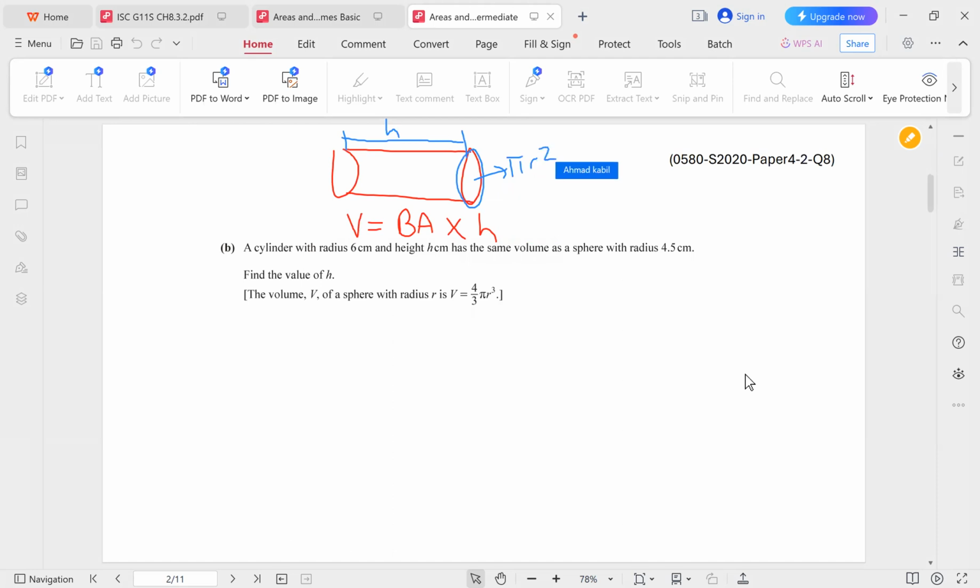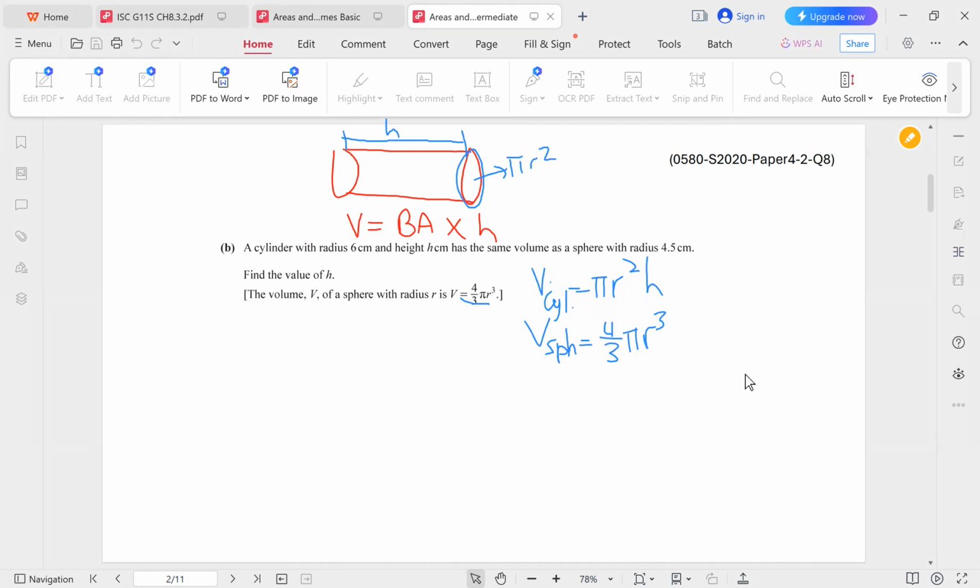So you can say that the volume of a cylinder is equal to pi r squared h, and the volume of a sphere, as they said in the problem, is equal to 4/3 pi r cubed. Now, we are given that the radius of the cylinder is 6, and the height is h, and the sphere has a radius of 4.5. We are required to find the value of h, and the volumes are equal, of course.